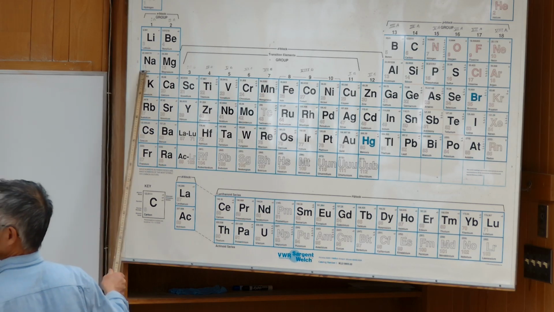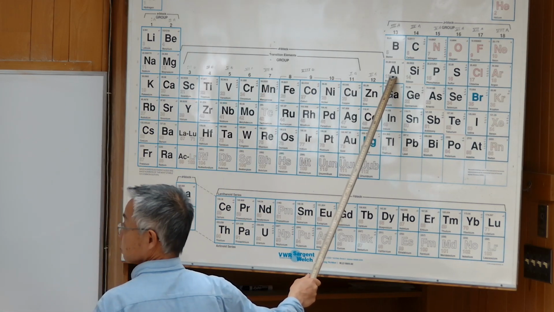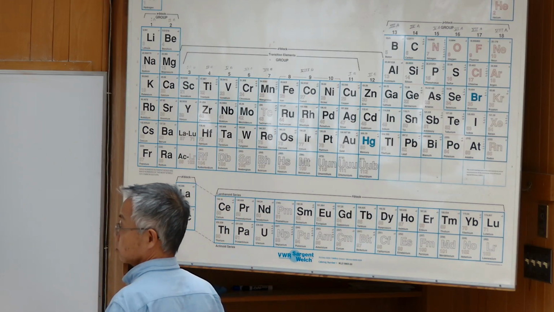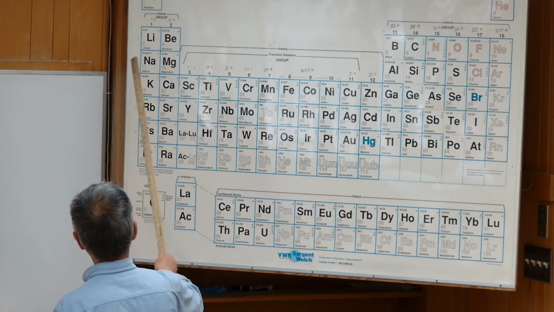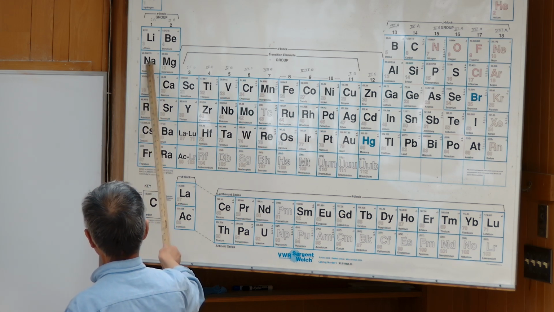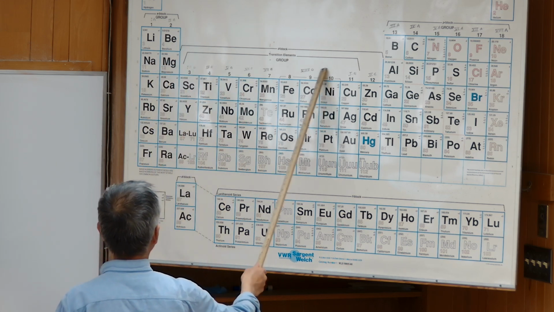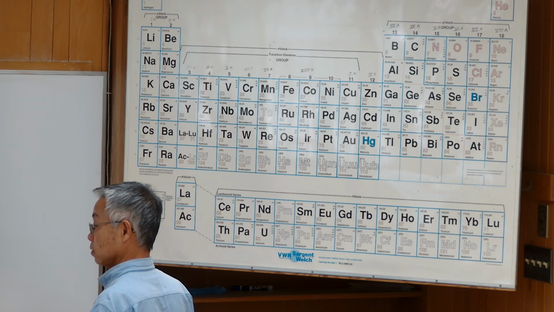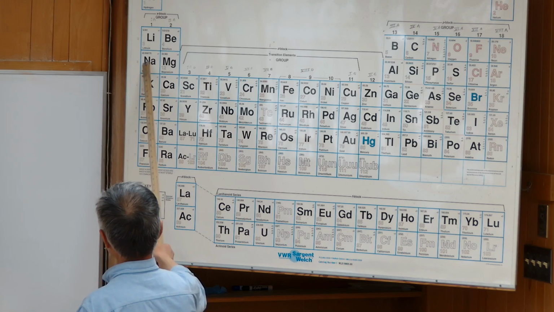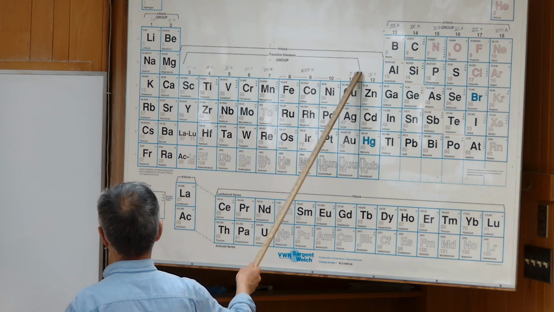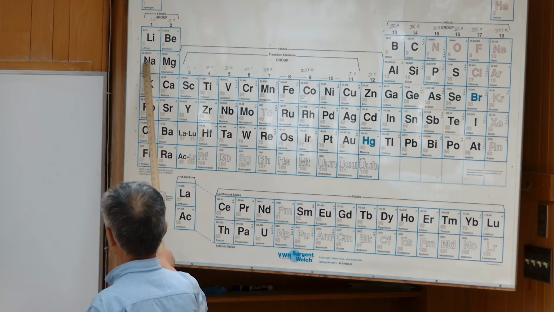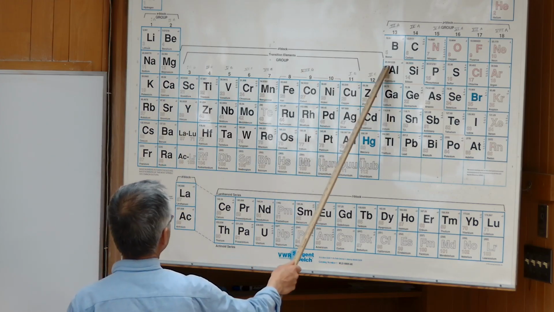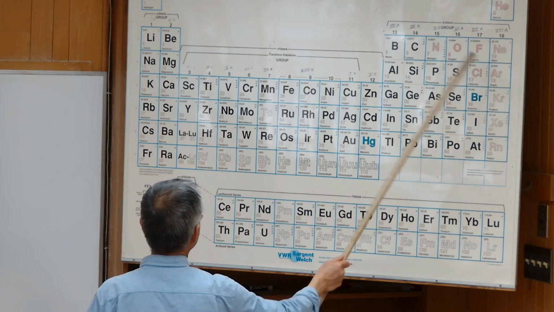Sodium, aluminum, phosphorus, chlorine, magnesium. So for the elements in the same period, as we move from left to right, atomic radius becomes smaller, right? Because the same period means the same shell filled by electrons. The only difference is the outer shell electrons become more and more: 1, then 2, then 3, 4, 5, 6, 7, 8.